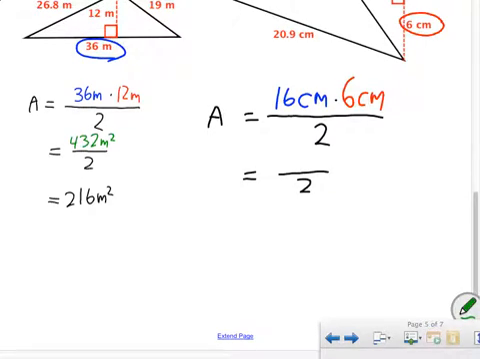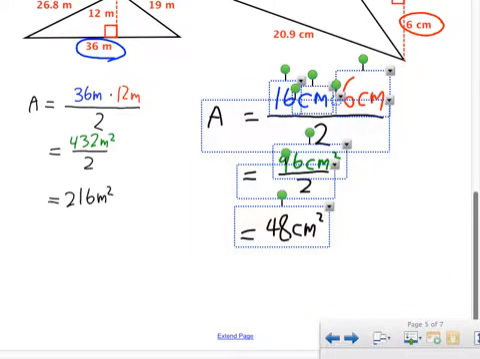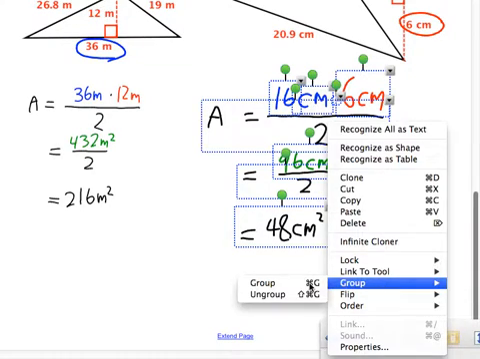16 times 6 is 96 centimeters squared. Everybody get that? Okay. And then go ahead and finish it up for us. And then it equals 48 centimeters squared. We're almost done. Okay, anybody have any questions about this problem?